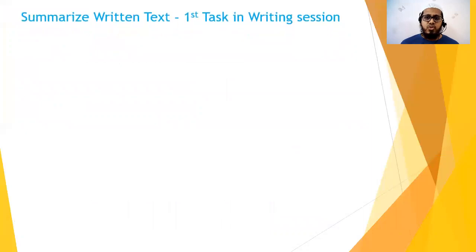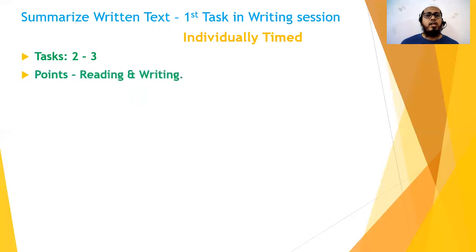Summarize written text is the first and foremost task in the writing section. The next one is, of course, the essay. It is individually timed, in the sense that we may get any number of tasks from 1 to 3, and for each one we get 10 minutes. On the day of the examination, we may get somewhere around 2 to 3 tasks. Based on what we write and how we write, we get scored for both writing as well as the reading section.